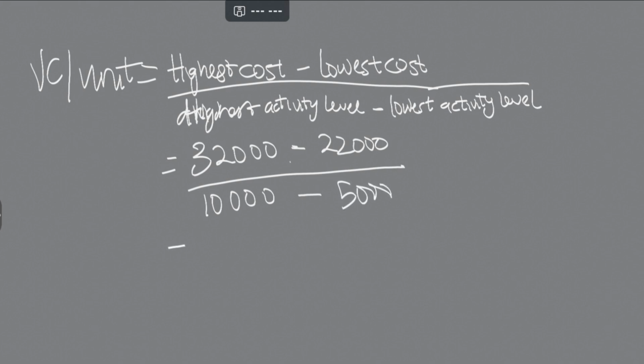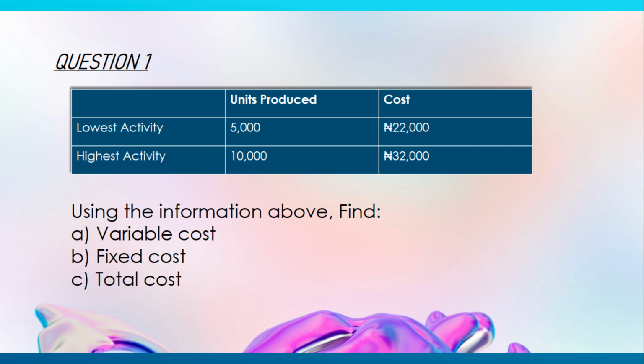So this is quite easy, right? We have 10,000 divided by 5,000, which is going to give us 2 naira per unit. So this is our variable cost. Our variable cost is 2 naira per unit. The next step is to calculate our total fixed cost.